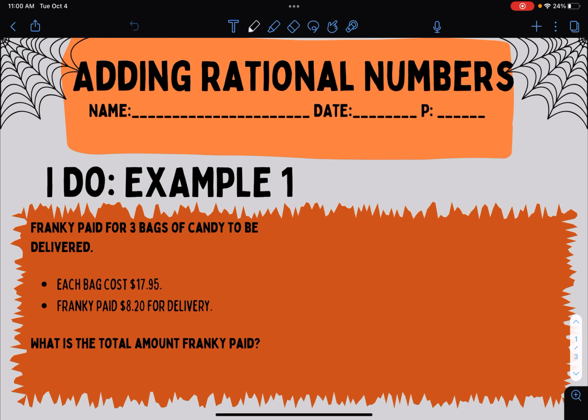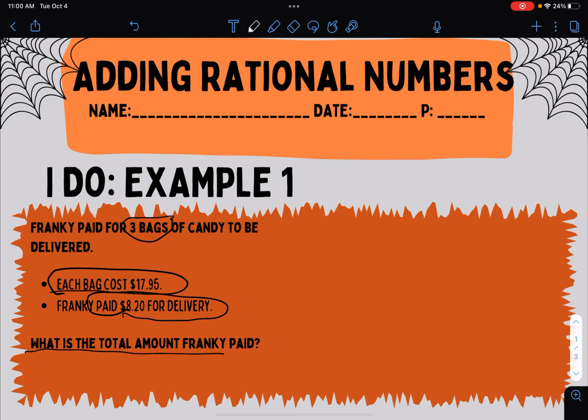It says Frankie paid for 3 bags of candy to be delivered. It gives us the information in these bullets. Each bag costs $17.95, and then Frankie paid $8.20 for delivery. What is the total amount Frankie paid? So we need to know how much he paid for each bag, how much he paid for delivery, and that he's buying 3 bags. Then, of course, we underline our question and we box in total, because total is our keyword.